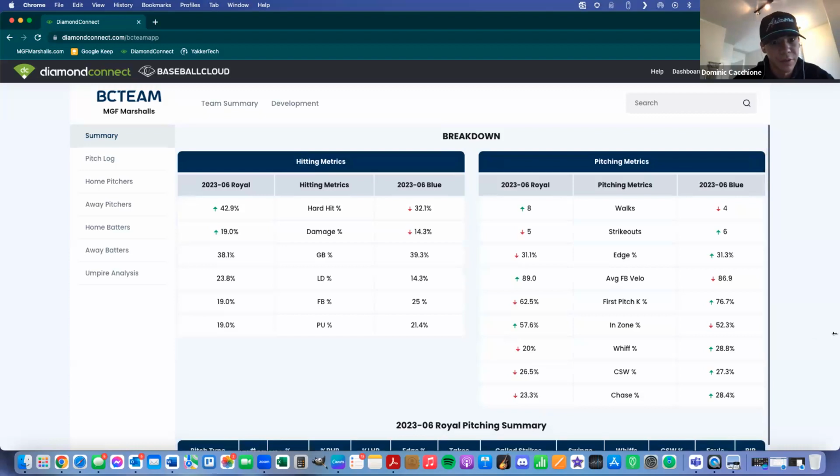So hitting metrics, specifically for hard hit percentage, over 90 miles an hour is considered a hard hit ball on exit velo. Anyone that's hit over 90 miles an hour, that's your percentage of how many balls your team has hit throughout the game. This is a breakdown team by team. So the hard hit percentage of the royal team is 43%, meaning 43% of their balls were hit above 90 exit velo. So they hit the ball harder than the blue team last night.